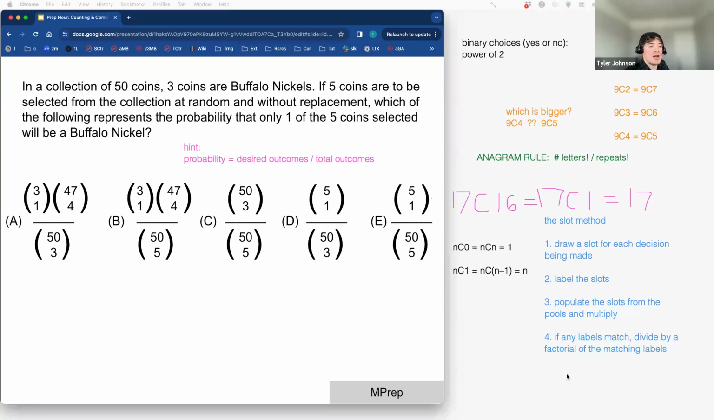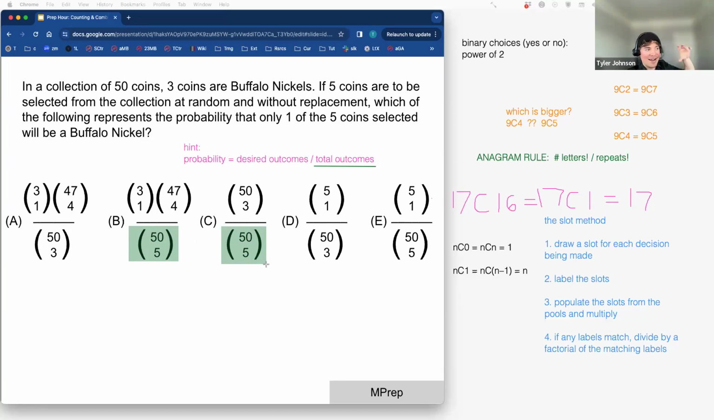So I think rather than try to build this one up manually, where I'd like to start here is just looking at each of these answer choices and recognizing that by definition, probability is my desired outcomes divided by my total outcomes. So speaking more specifically to that, the total outcomes, that's going to be the number of ways I could pick any 5 coins from 50. So it makes sense then that my denominator should be 50 choose 5, right?